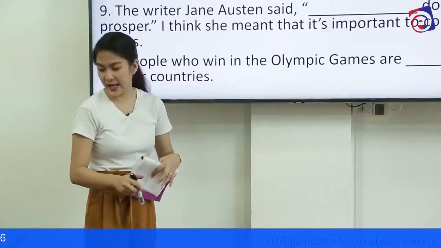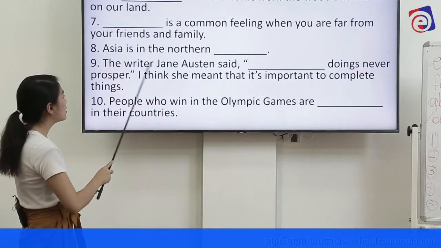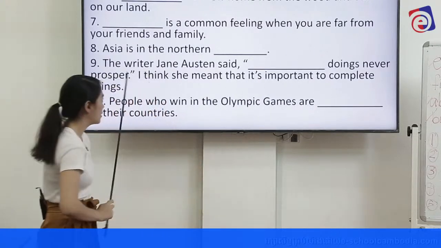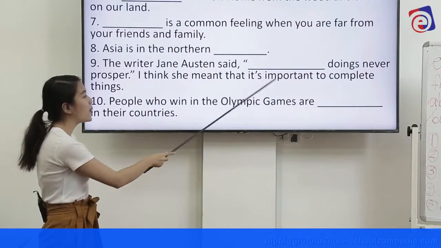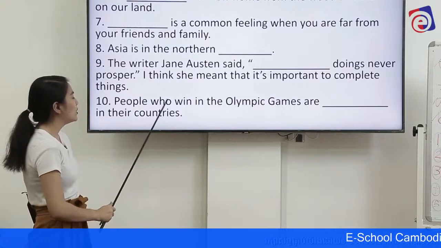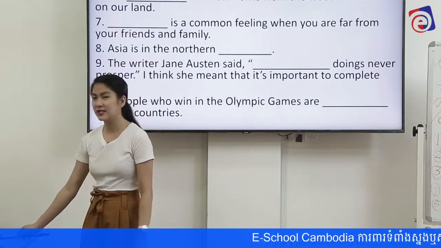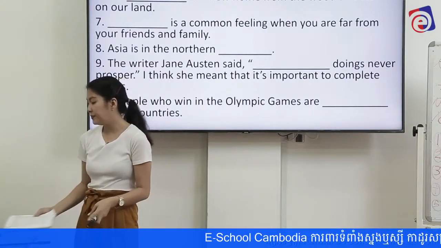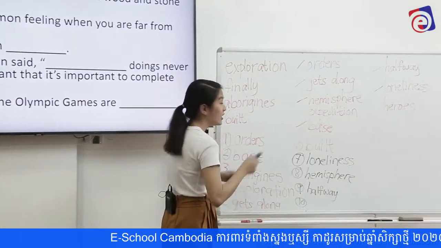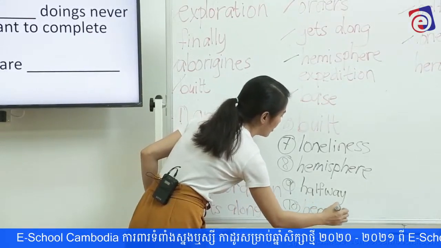Next, number 10. Let's read the whole sentences first with answer. The writer Jane Austen said, halfway doings never prosper. I think she meant that it's important to complete things. Next, number 10. People who win in the Olympic Games are blank in their countries. This is easy. If you win, you will be famous, you will be popular. So they called you heroes.